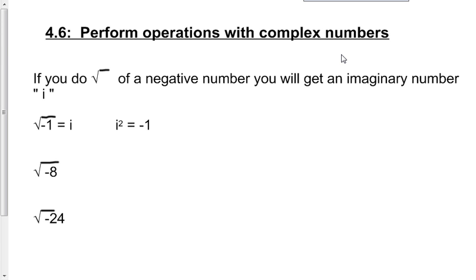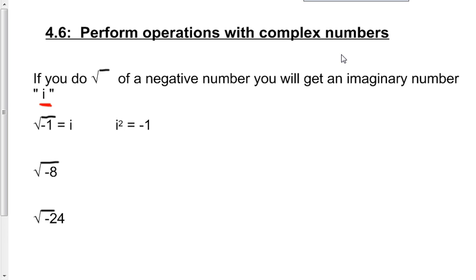This is section 4.6 on performing operations with complex numbers. What you're going to learn today is a new value called i. This new value, i, will now allow us to complete any square root values that have a negative number underneath the radical. Typically when we saw that negative number underneath, we said no solution or we can't solve that. Now we're actually going to get an answer for that.